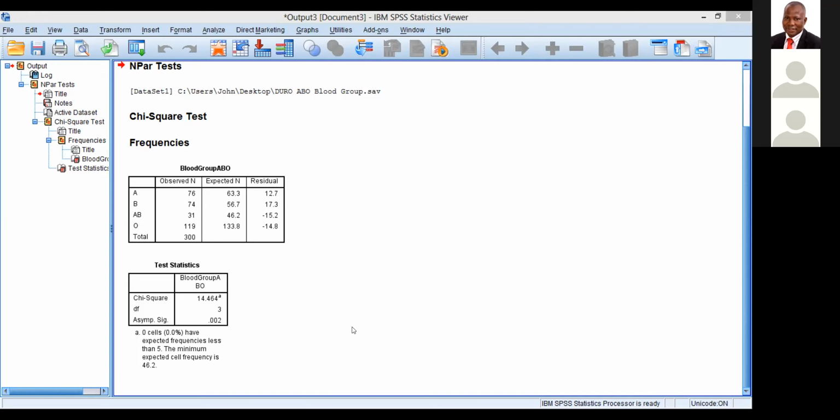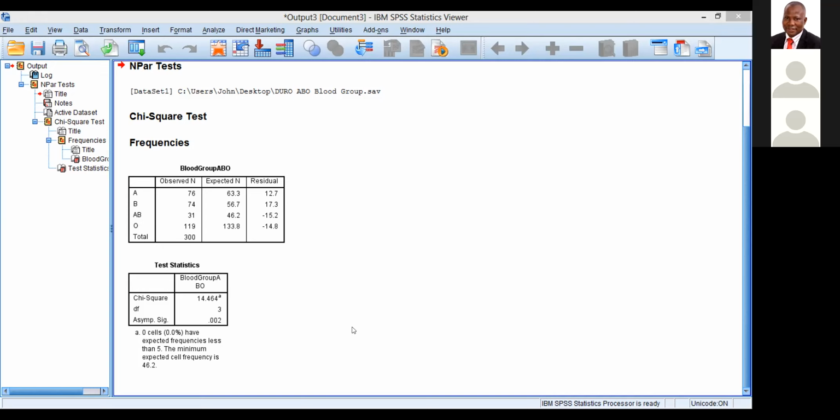By the time they square it, if you look at the calculation, those are the differences between observed and expected. Those are the things we square. When you square them, you divide by the expected. Add it together, it gives you something. Look at the degree of freedom is 3, and the p-value is 0.02.